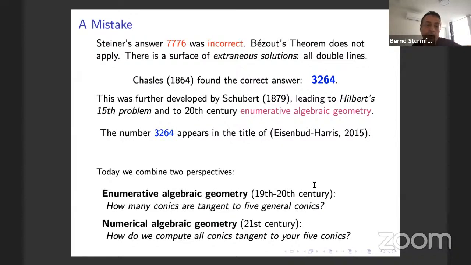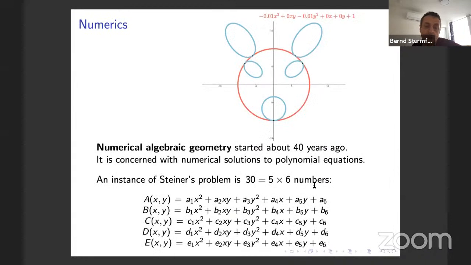Now, a word about numerical algebraic geometry. So numerical algebraic geometry is much younger. It's tied to the development of computers. It's much younger than enumerative geometry. Maybe it started about 40 years ago, and it's concerned with numerical solutions to systems of polynomial equations. So here again is an instance. There are 5 given conics, and then in red, one of the solutions, one of the conics that are tangent to the given ones. So with this bunny, I'm given the ears, the eyes, and the mouth, and then the head is one of the solutions. So why is this a system of equations?